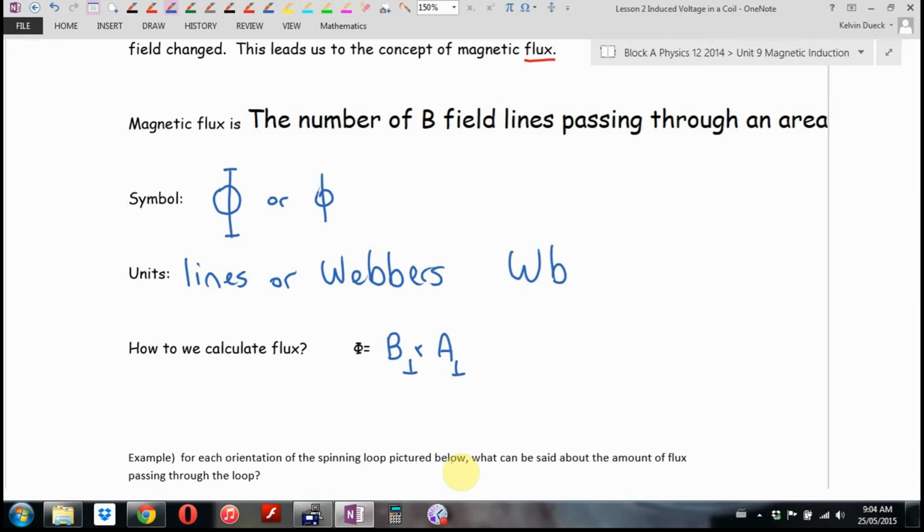Now, we could say, what if it's slanty? You would take a trig component. You would actually use a vector component. And those that do physics next year in post-secondary, you'll look at it there. But this year, it's either going to be all or nothing. Zero flux, full flux. Okay?